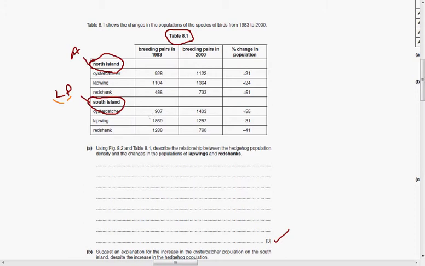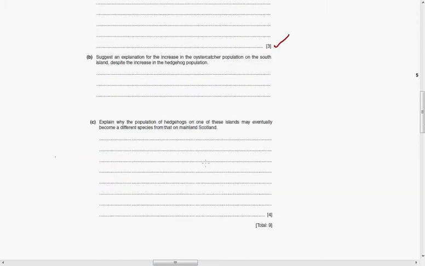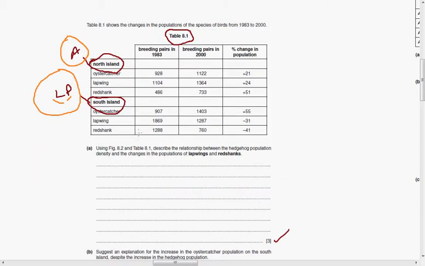And then you got data over here. So you say for the first one, if hedgehog increases, you just mention in all contexts. If hedgehog increases, you can mention in the North Island, fewer hedgehog allow increase. Okay, there are fewer hedgehog, as we said here, so there is an increase. And then you talk about South Island, there are more hedgehog, and so there is decrease.